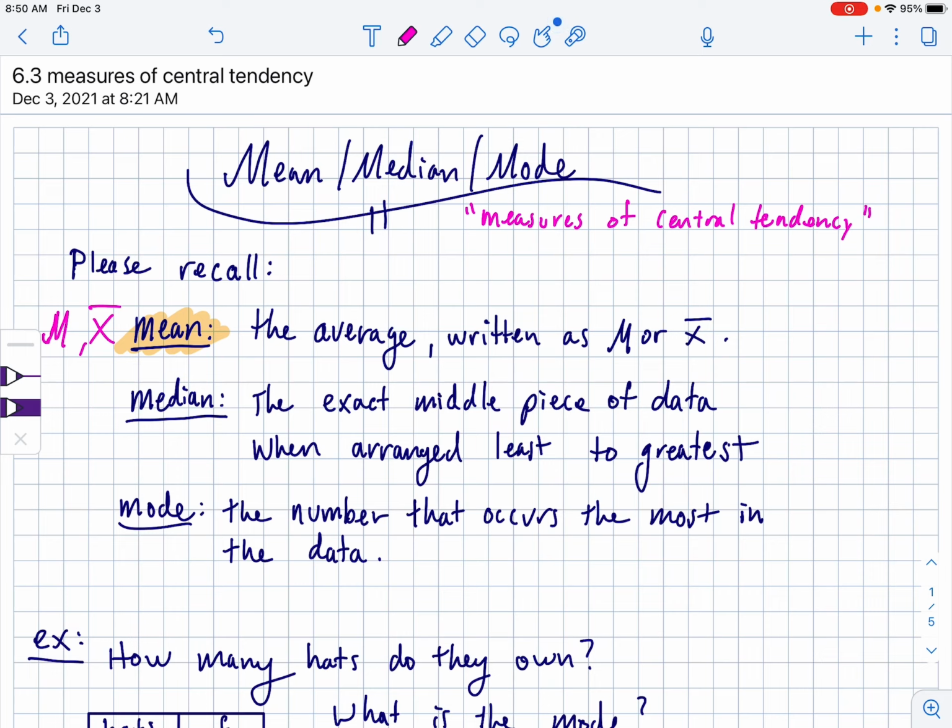The median is the exact middle piece of data when arranged from least to greatest. Sometimes they give you a data set that's not ordered, and then you have to order it first in order to find the median, which is the exact middle. The mode is the number of data that occurs the most. You can remember that because mode starts with "mo," and most starts with "mo" as well.